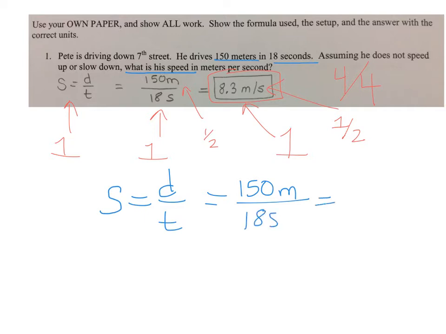When I put it in the calculator, like I said, the calculator gave me 150 divided by 18 is 8.333 repeating. So how do I decide what to round to? I'm going to give you a simple rule. Here's the rule.